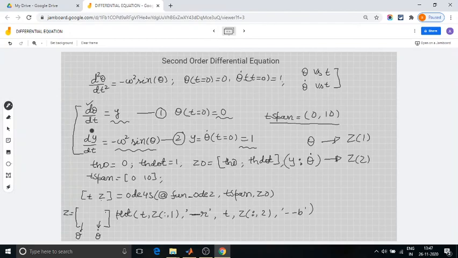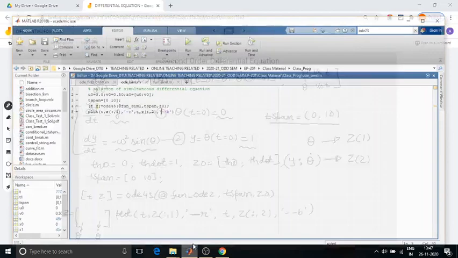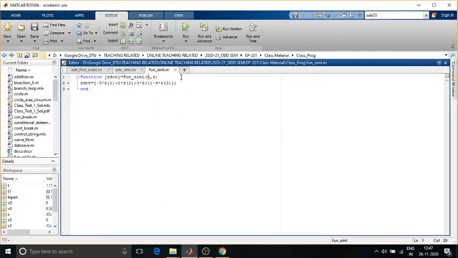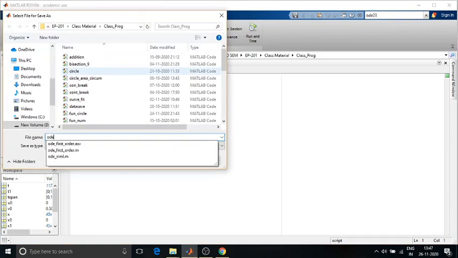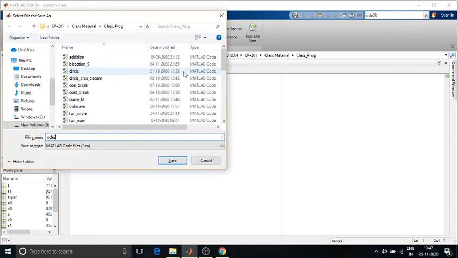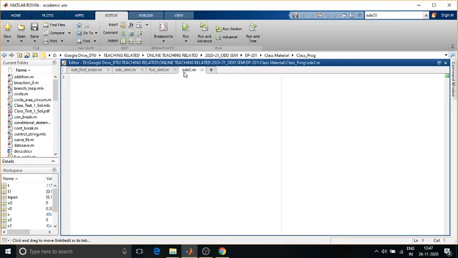and if you run this command, it will give you the solution of theta as well as the theta dot at different given times. Just to show this, let me create a new file with the name ODE2. So this is for the solution of the second order differential equation.